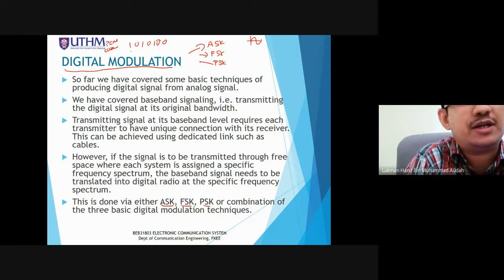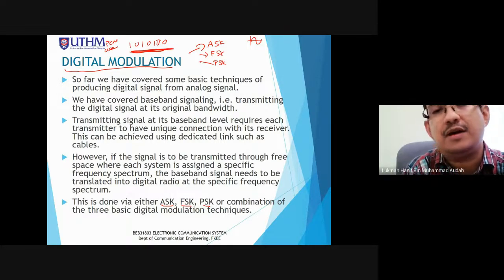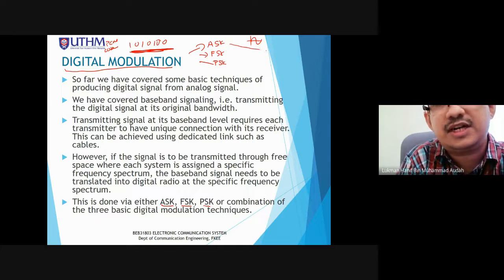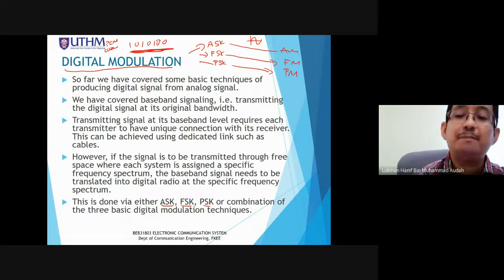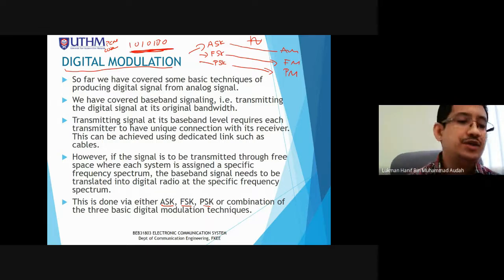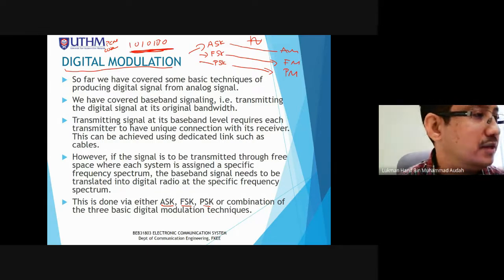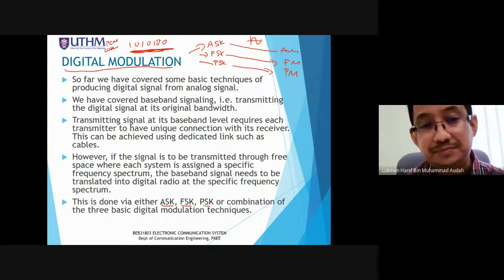Inputnya apa? Inputnya adalah digital data. Ini setara dengan AM. Ini setara dengan FM. This is equivalent to PM dalam analog. So ini kita akan belajar dalam next week ya. We will learn next week.